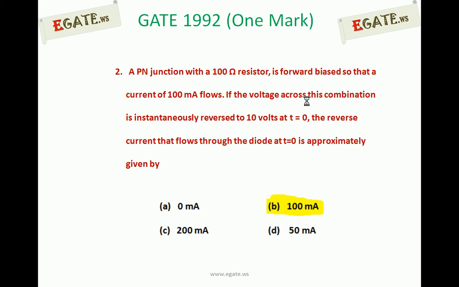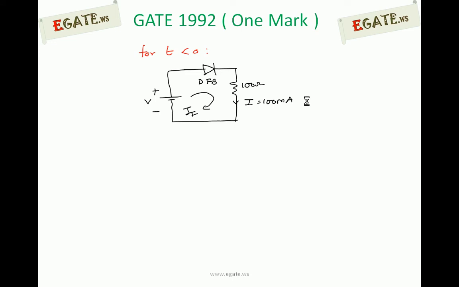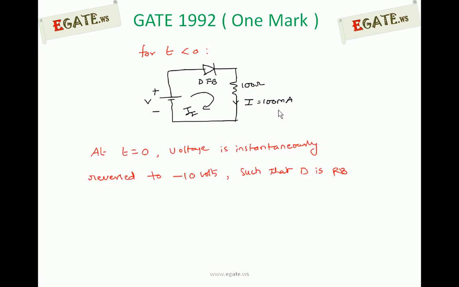Look at the details. Before t equals 0, that is t less than 0, the diode is forward biased such that a current of 100 milliamperes is flowing, and the combination is nothing but a diode along with a resistor. So this is the diagram we can draw: a diode in series with a 100 ohm resistor, forward biased with an external voltage such that the current is 100 milliamperes. At t equals 0, the voltage is instantaneously reversed to minus 10 volts such that the diode is reverse biased.